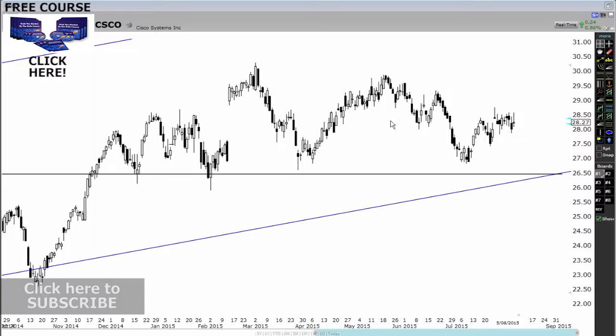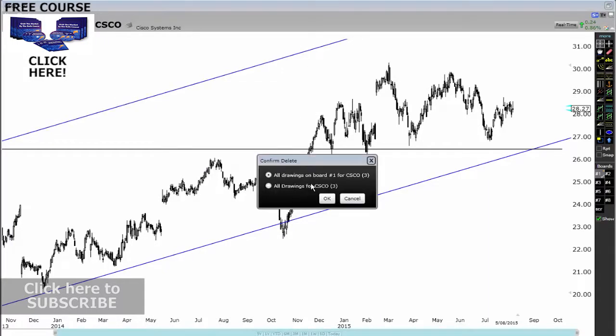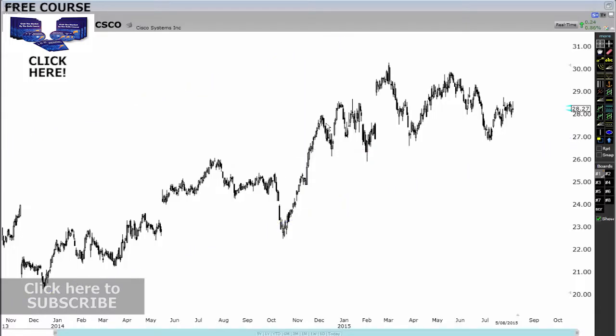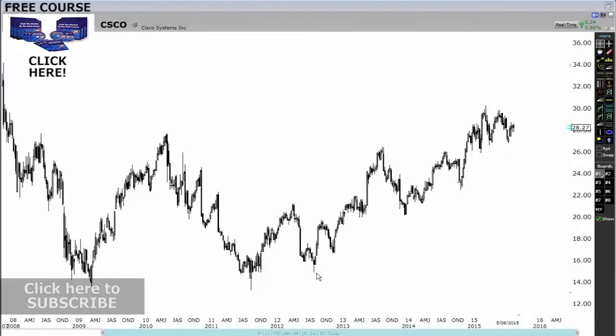So let's get straight into it. First thing I want to do is delete everything off the screen and start from scratch, okay? And now I want to go back to the weekly chart. The reason I'm going to the weekly chart is because I want to get some parameters on what is actually happening through here. Parameters meaning guidelines, some areas.